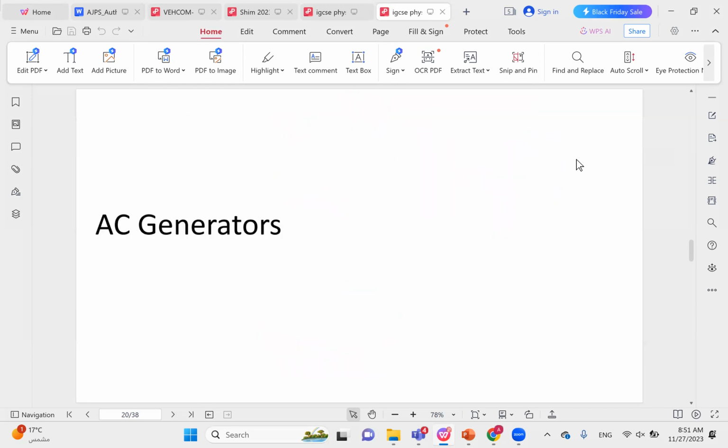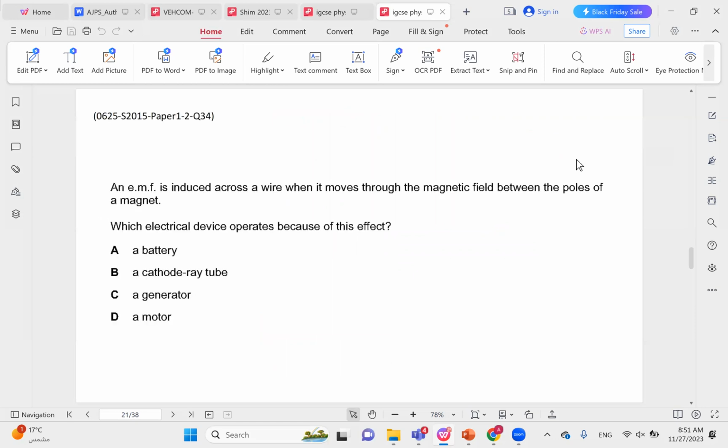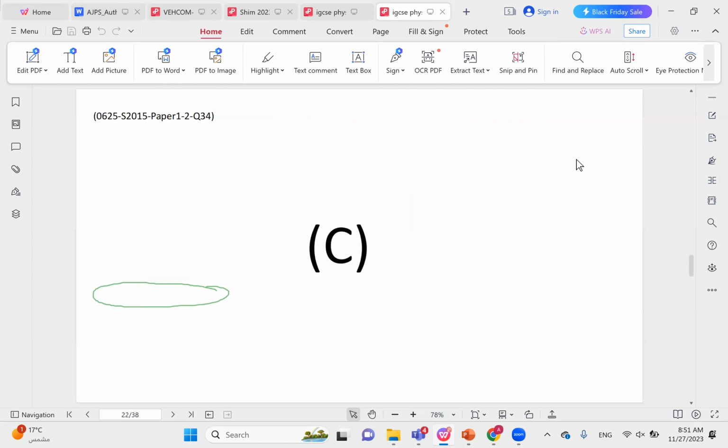We'll now move on to AC generators. An EMF is induced across a wire when it moves through the magnetic field between the poles of a magnet. Which electrical device operates because of this effect? Obviously, we said that magnetism creates electricity. So how do we make use of that in real life? We have what we call an AC generator, which uses this idea of a changing magnetic field to generate electricity. So C here would be the correct answer.